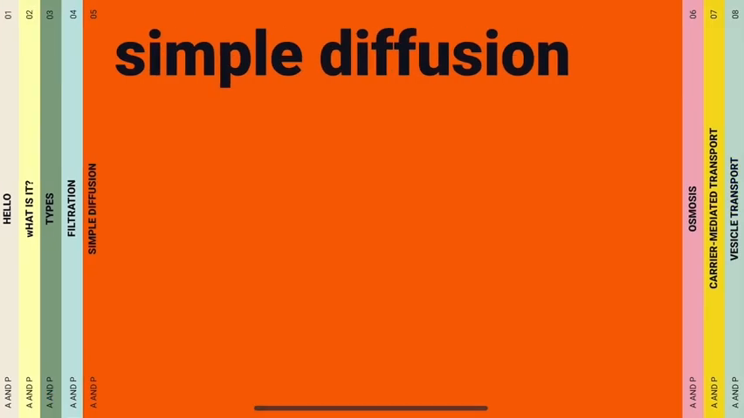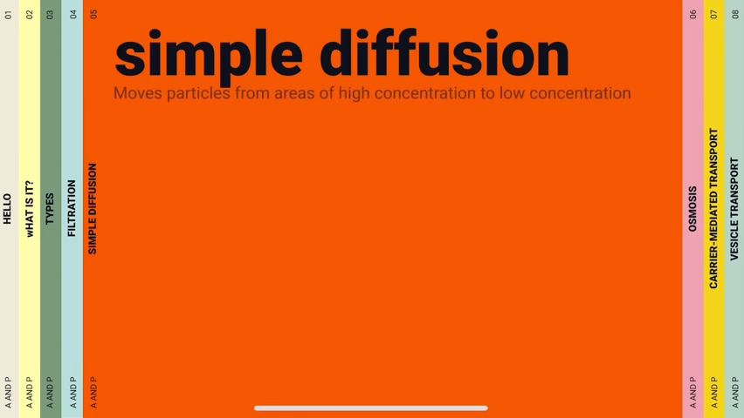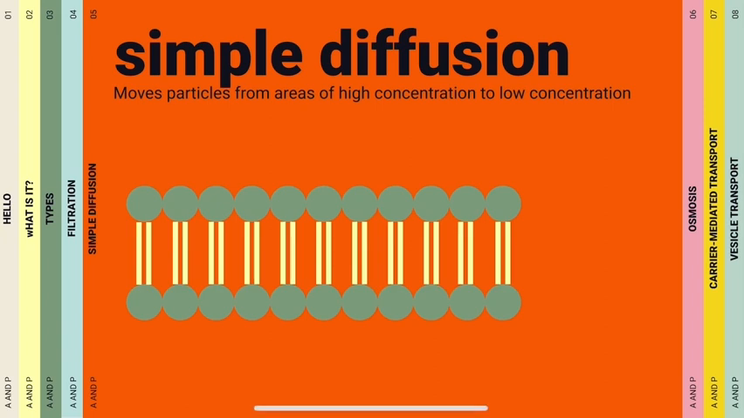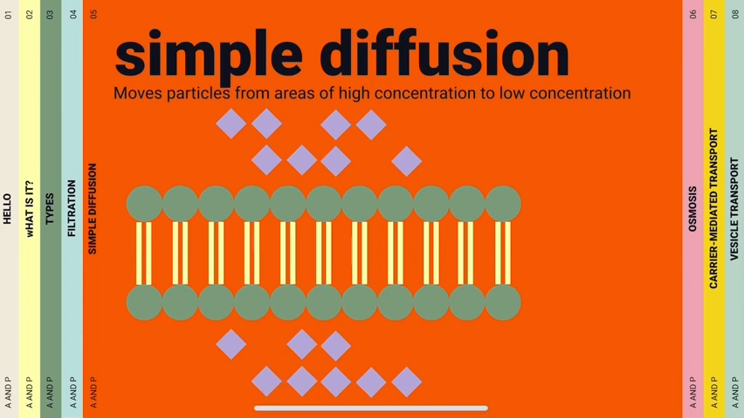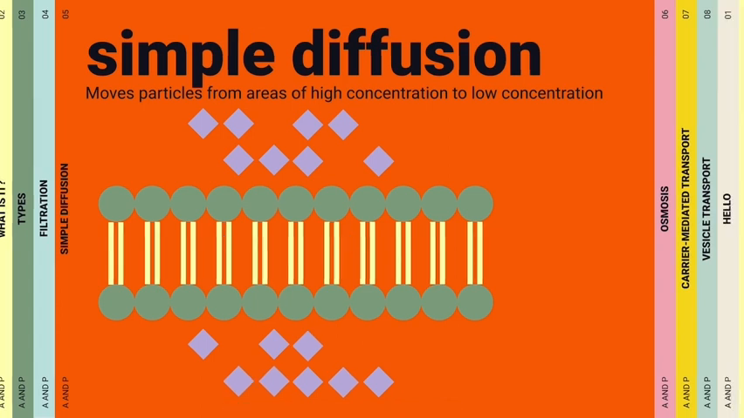Next is simple diffusion. Simple diffusion moves particles from areas of high concentration to low concentration. This being the bilayer of phospholipids. Now we have a layer of high concentration and low concentration on each side. This one will push particles from high concentration to low concentration, which will then balance between the membranes.